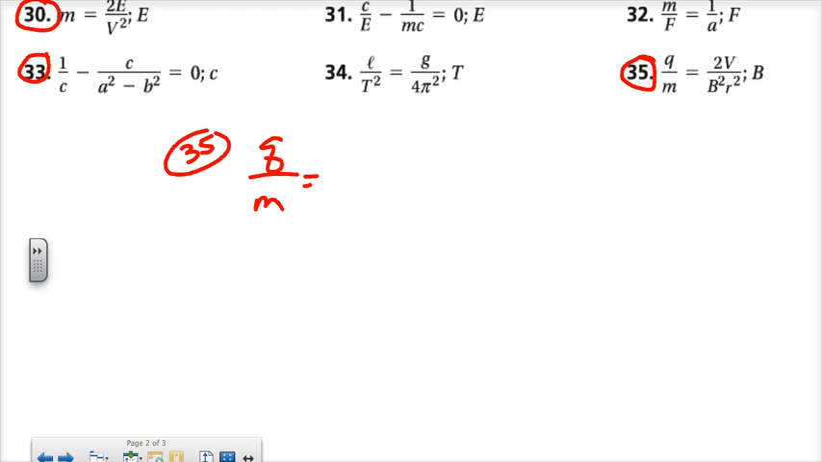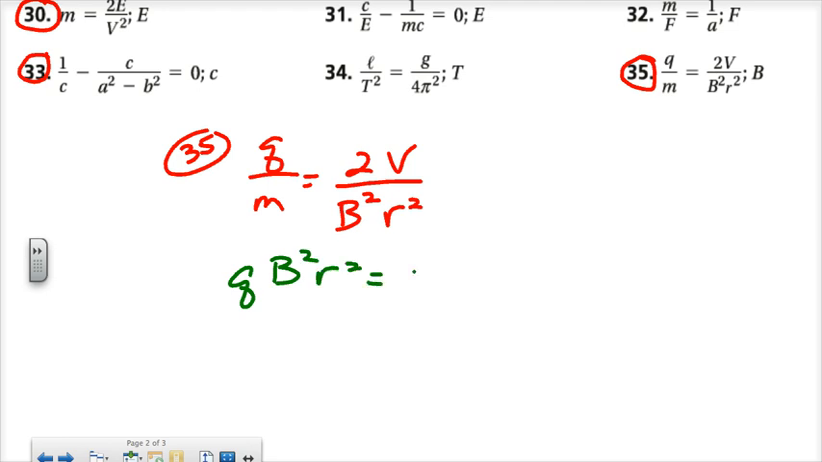Q over m equals 2v over capital B squared r squared. And we're supposed to solve this for b. So we can't solve for b where it is anyway since it's in the denominator. So why not cross multiply and see what happens? So q b squared r squared will equal m times 2v.